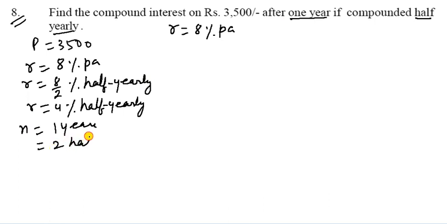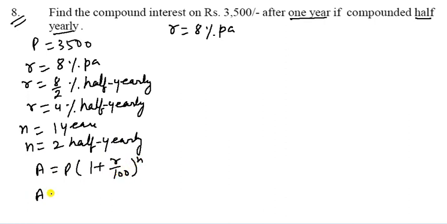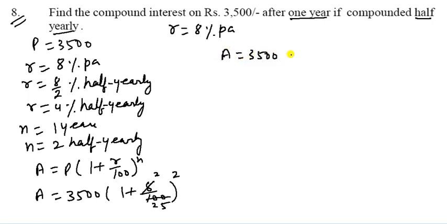Now N is given as 1 year. In 1 year there are two half years, so you can write two half yearly. So apply the formula of amount, which is P times 1 plus R upon 100 to the power N. Now P is given as 3500, 1 plus R is 8 upon 100 and whole power is 2. So 4 2s are 8 and 4 25s are 100.